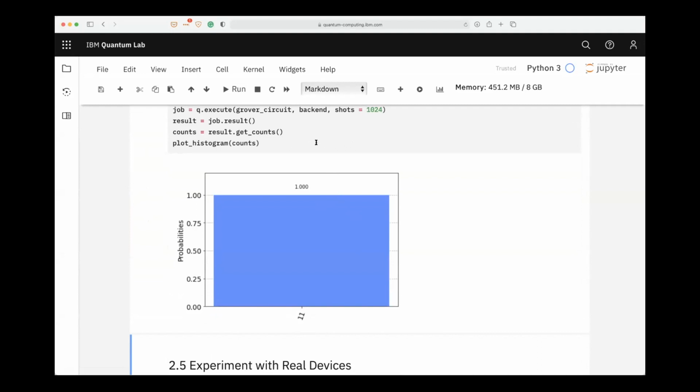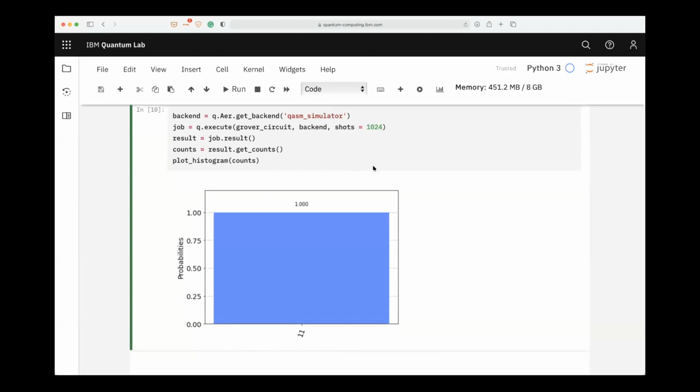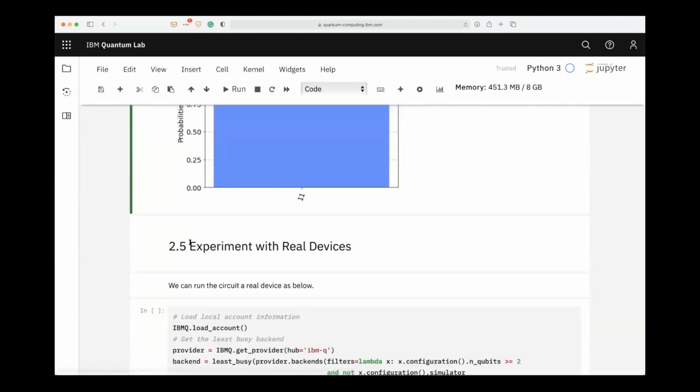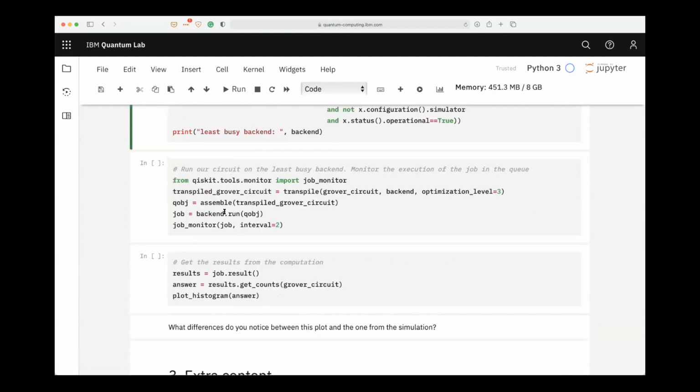So here, the QASM simulator does not simulate error. If you go ahead and run this on a real quantum computer, you probably won't get 100% success, but you should certainly get the majority of your measurements falling in this 1, 1 category. Okay, so I think I will leave out this section 2.5 here. Feel free to use it yourself, but this is just going to run things on an actual quantum computer.